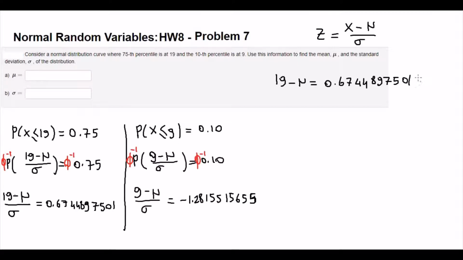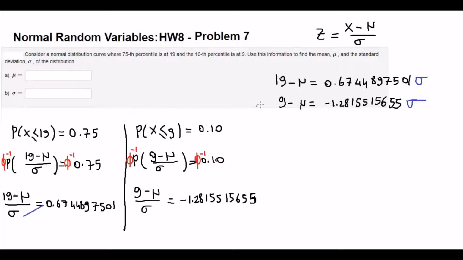Let's write sigma in a different color. So all we did here was cross multiply. We are doing just algebra here. And similarly, we are going to apply it for the second equation here. 9 minus mu is equal to... Now we have two equations and we can apply systems of equations.